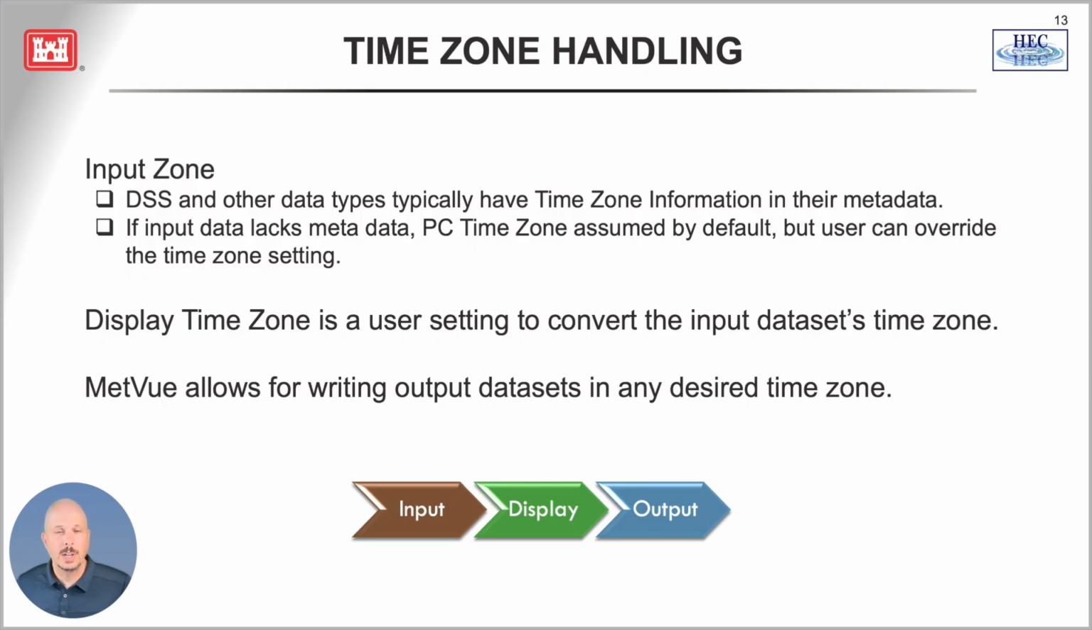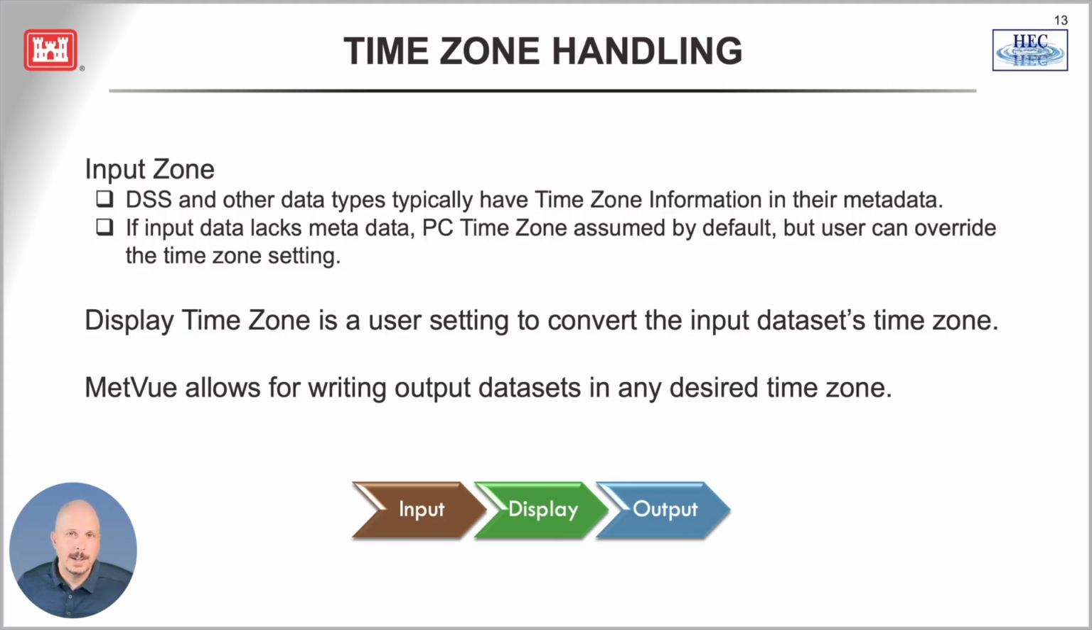Shifting gears here to time zone handling. HEC-MetVue recognizes time zones when available from the input dataset. Most meteorological data products are in the GMT time zone, but the user can set MetVue displays to a local time zone. And it's also possible to have MetVue convert the time zone of the input data and output in another time zone.